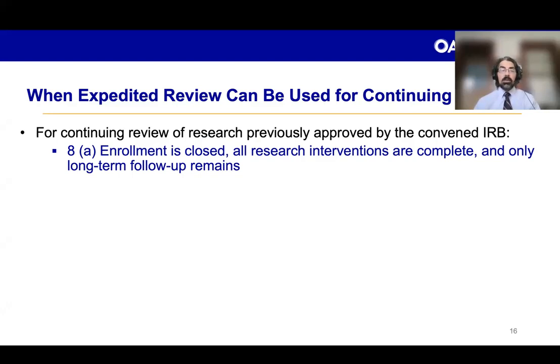The first has 3 components that must be met. 1, enrollment is closed, meaning that no one new is joining the study. 2, that all research-related interventions are complete. And 3, that the remaining participant involvement consists of long-term follow-up. So these activities might be things like answering questions through a survey on the phone and having physical examinations, perhaps. The institution has some leeway in deciding what counts.